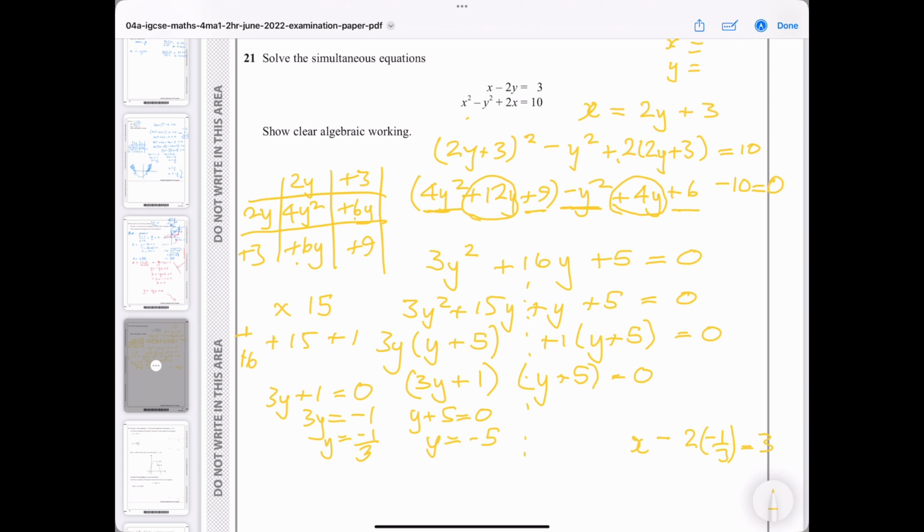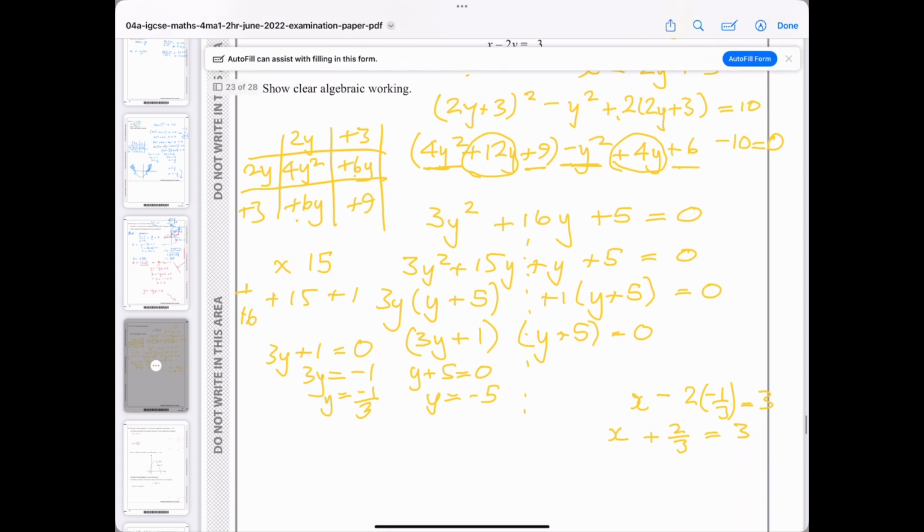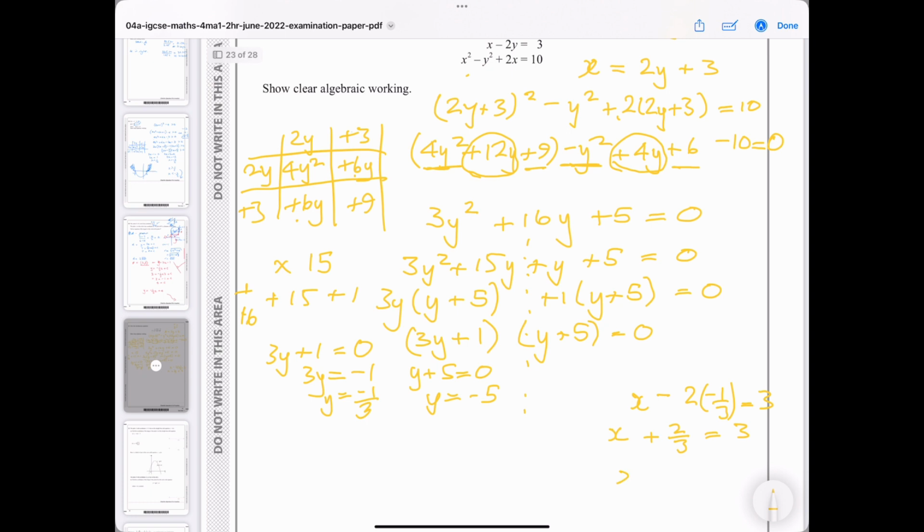Good Lord, that looks quite hard. So x plus 2/3 equals 3. That means that x equals, let's just make all this into thirds. So x plus 2/3 equals 9/3, because 3 over 1 is 9 over 3. So x equals 7/3.